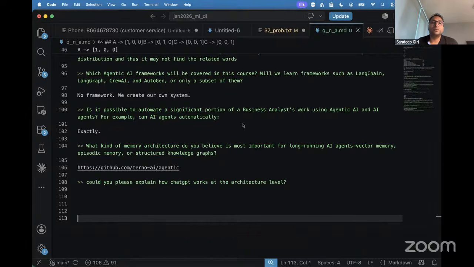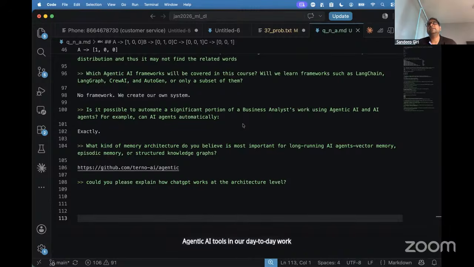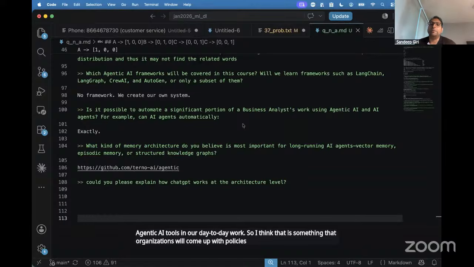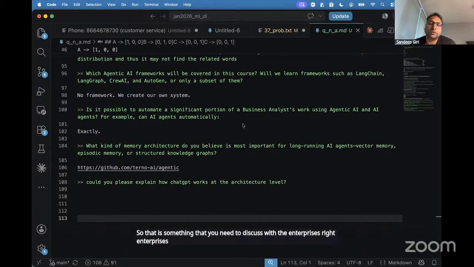Question from Sujit is, in many organizations, client environments have strict security policies that restrict access to external AI tools, browsers, or applications. If such restrictions exist, how can we practically use agentic AI tools in our day-to-day work? I think that is something that organizations will come up with policies. There are the OpenRouter kind of things that provide access to any AI via OpenRouter. So that is something that you need to discuss with the enterprises, right? When enterprises do not want you to access a particular AI, you can't.